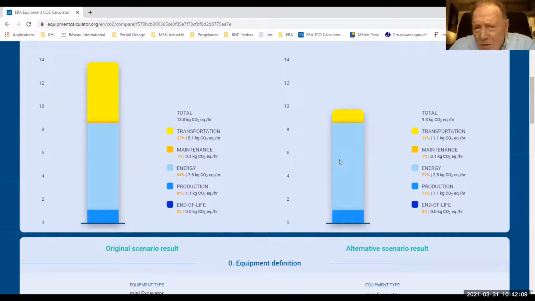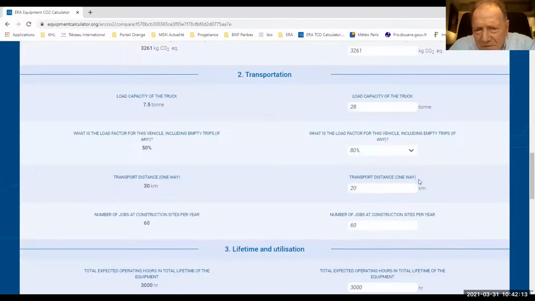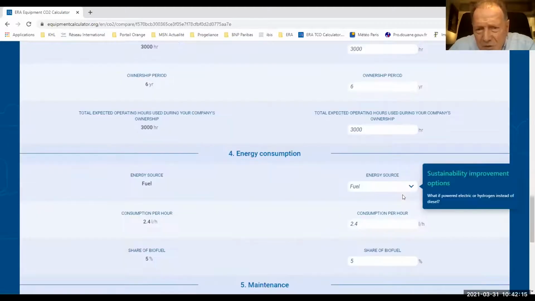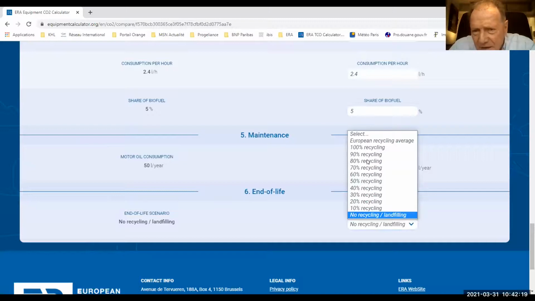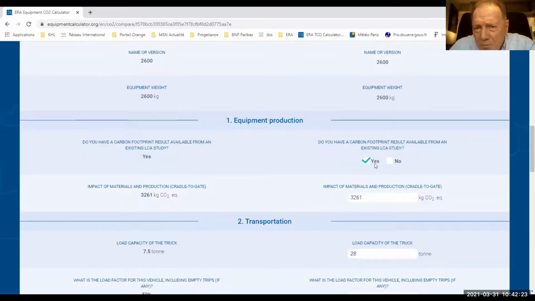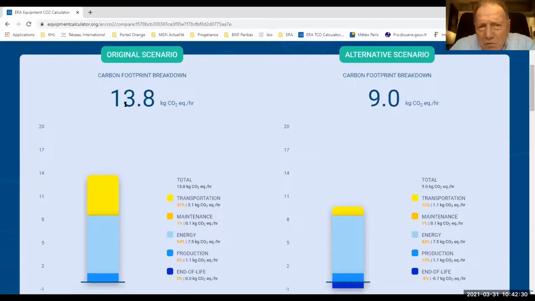Now, if I go to end of life, we didn't consider any recycling. If I put some recycling, let's say 80% recycling, we can see that we instantly build up some positive carbon footprint. And in this case, we go from 13.8 to 9 kilos.